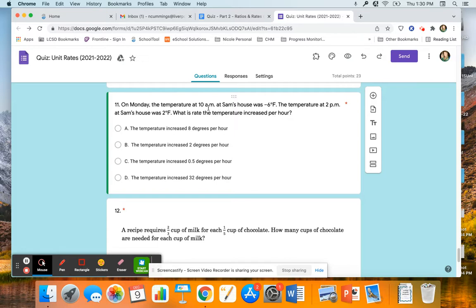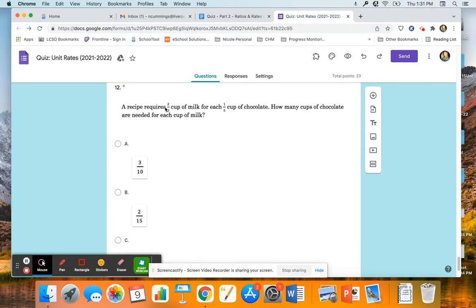Okay. They're looking for the rate the temperature increased per hour. So is it A, the temperature increased 8 degrees per hour, the temperature increased 2 degrees per hour, the temperature increased 0.5 degrees per hour, or the temperature increased 32 degrees per hour? So it starts at 10 a.m. at -6, and then at 2 p.m. it's up to 2 degrees.